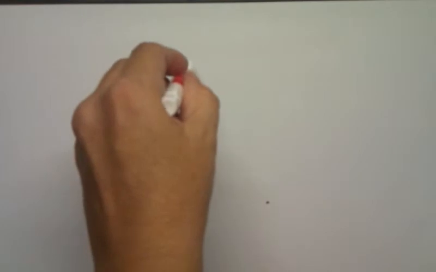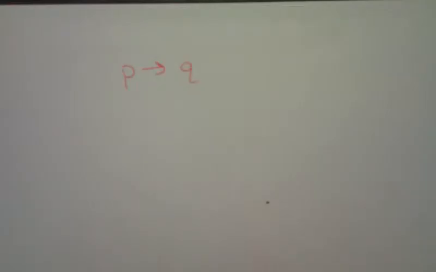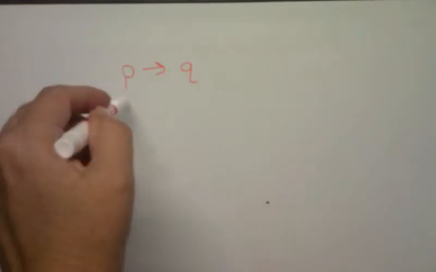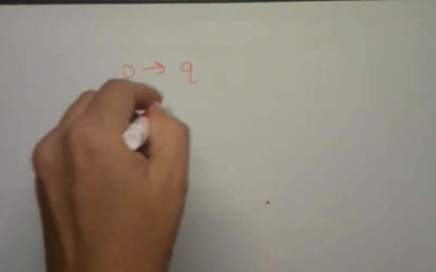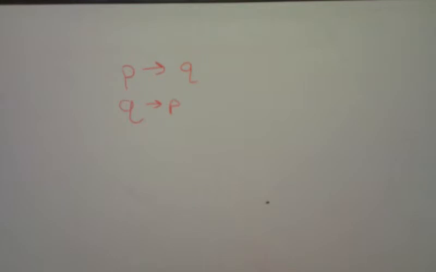If I have this statement, if P then Q, or P implies Q, what is the converse? I want the converse of that statement. Okay. You should have remembered converse. All converse means is that we switch it. If Q, then P, or Q implies P. Alright.